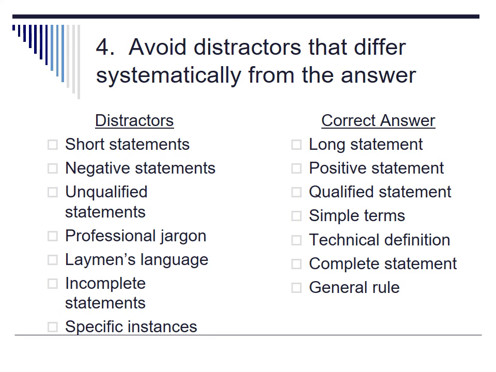So again, we want to avoid distractors that differ systematically from the correct answer. For example, if the correct answer is a long statement, all the distractors should be long statements. If the correct answer is a positive statement, all the distractors should be positive statements. If the correct answer is a qualified statement, in other words, this in this situation, then all of our distractors should be this in this situation. If the correct answer is simple terms, then the distractors should be simple terms. If the correct answer is a technical definition, the distractors should be technical definitions.